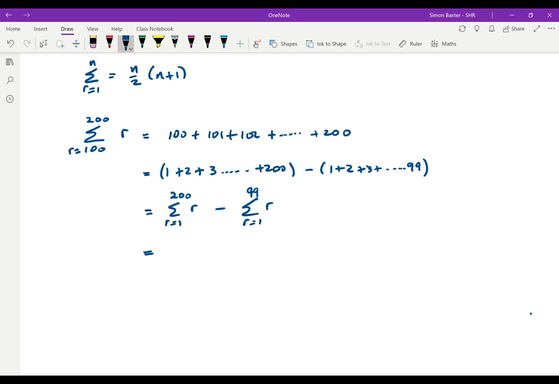If I put r equal to 200, it's starting at r equals 1 now, and the formula starts at r equals 1. So I've got 200 over 2 times 200 plus 1 minus sigma 1 to 99. I get 99 over 2 times n plus 1 is times 100. And if you press your buttons on that, you get 15150.